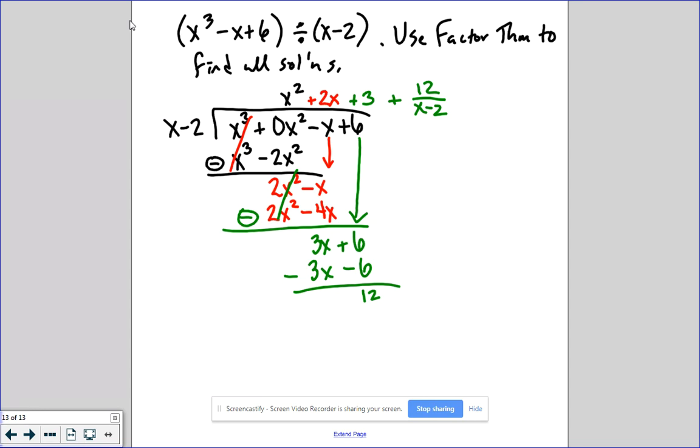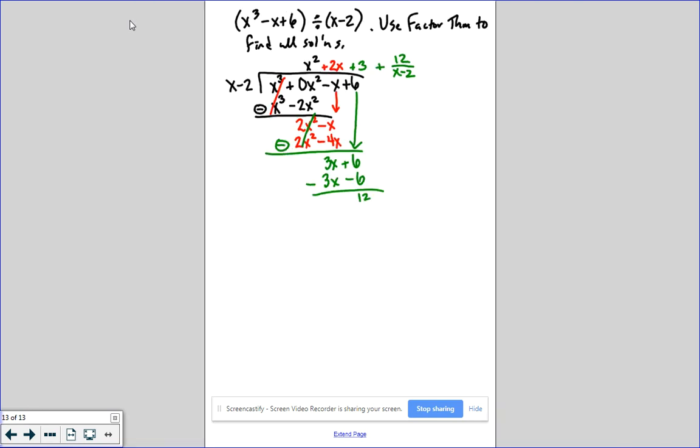All right. Now, if I wanted to do that same problem using synthetic, it's going to be a lot shorter. I put 2 in the box. I got 1, 0, -1, 6. We agree? Why 2 in the box? Because you take the opposite side of whatever you're dividing by. So we're dividing by x minus 2, so you put +2 in the box.